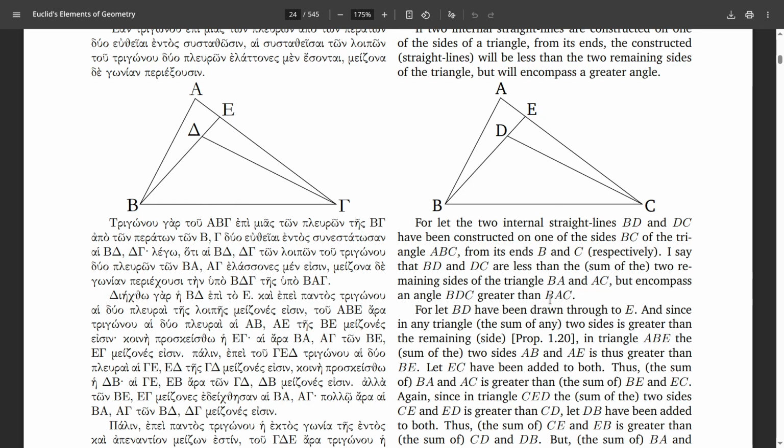For angle BDC is greater than BAC. Yeah, okay, now I get it. Because this angle has to expand. If you're going to shorten these things, this angle has to compensate by getting larger. You know, it's like opening a mouth, I guess.